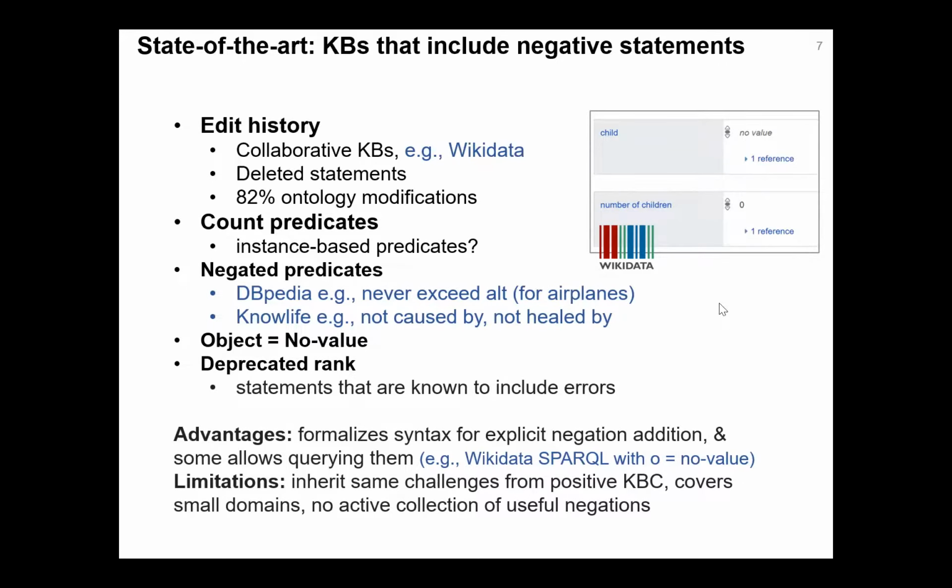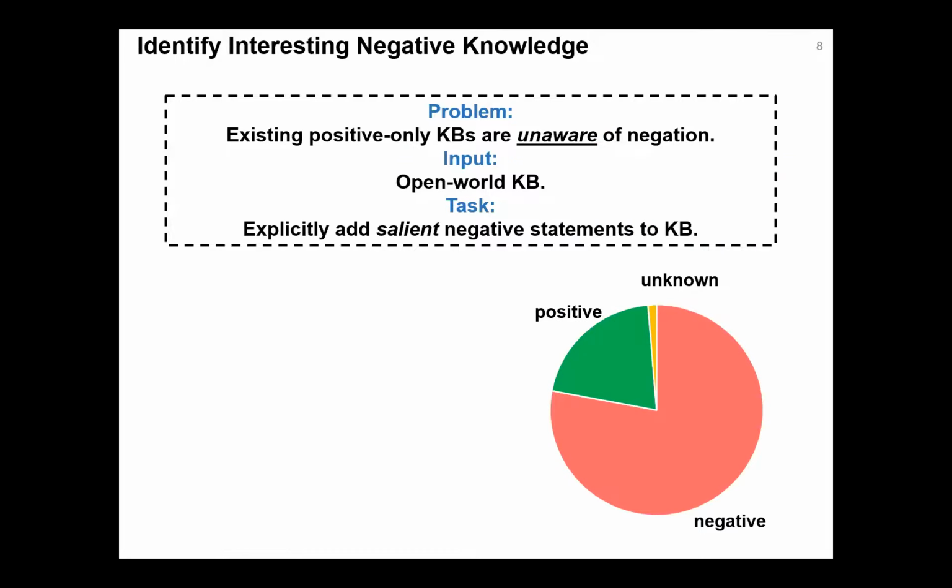So to formalize the problem a little bit more, as we said, existing positive-only knowledge bases are unaware of negation. So our input is an open-world knowledge base where we're not sure that the absence of information means it's false. Here I would divide knowledge into three parts. The positive knowledge, knowledge we know is true. Negative knowledge is knowledge we know is not true. And unknown, which is a very small portion, which means knowledge we know we don't know.